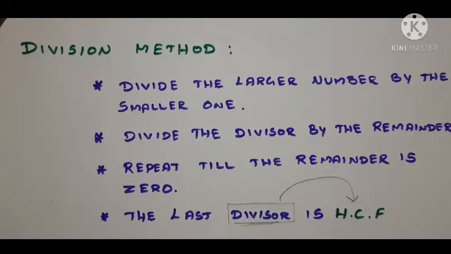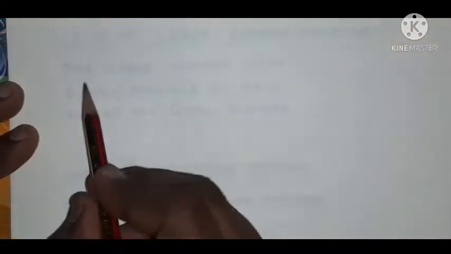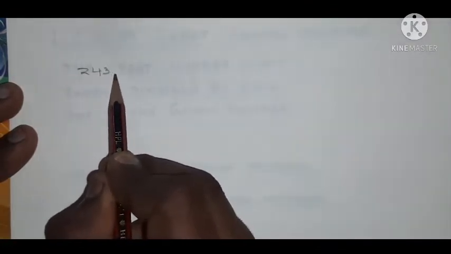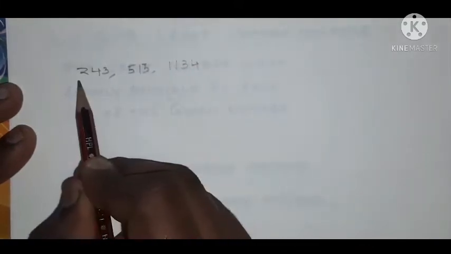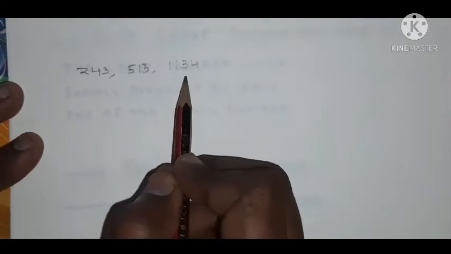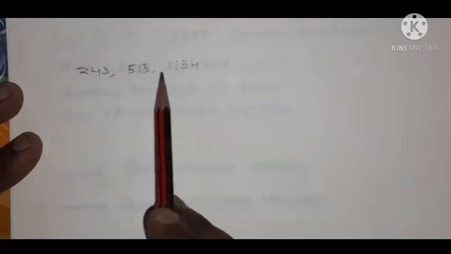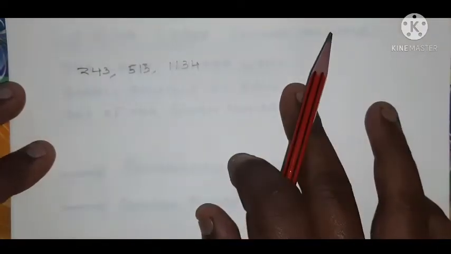Anyway, we'll see one example so that you can easily grasp the steps, how to find the HCF through the method called division method. Let us take 3 numbers to find the highest common factor by the division method. Those 3 numbers are 243, 513 and 1134. Now we are going to find the highest common factor of these 3 numbers by the division method, right? First step, what is the first step?